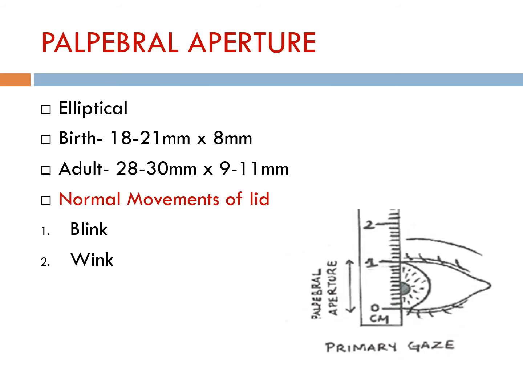Coming to palpebral aperture, it is elliptical. At birth, it is about 18 to 21 millimeter by 8 millimeter in height, and in adults, it is horizontally 28 to 30 millimeter and 9 to 11 millimeter vertically. Normal movements of the lids are blink and wink.